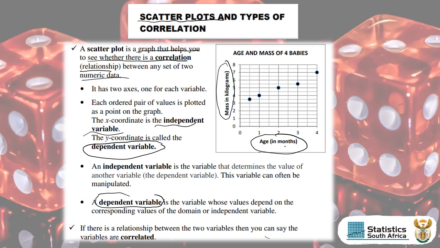So if there is a relationship between two variables, then you can say boldly that the variables are correlated. So you don't say there is a relationship, but you say the variables are what? Are correlated, if really there is a relationship. Okay, so let's now look at the types of correlation, or the types of relationship that can be there between two variable data.